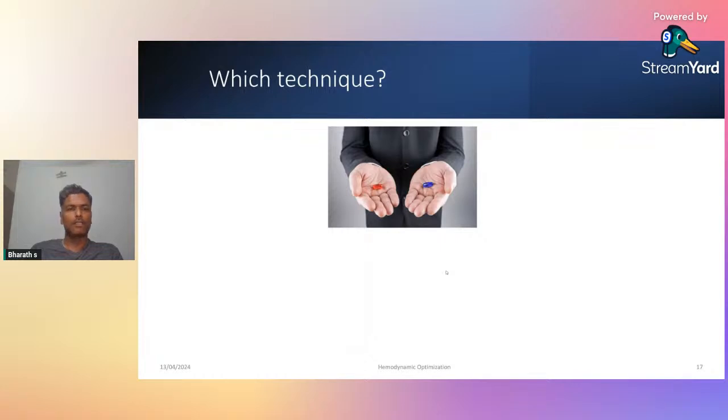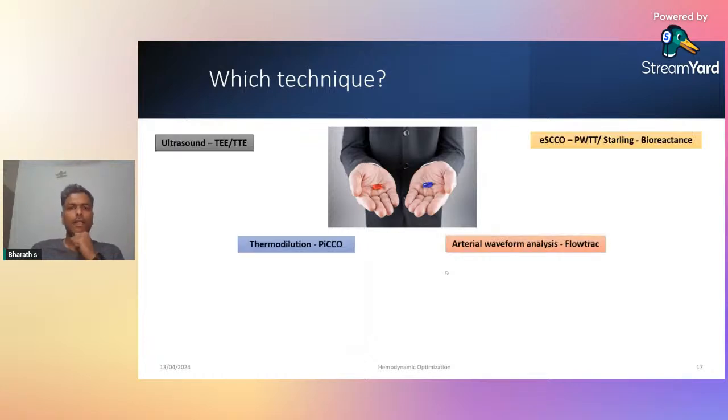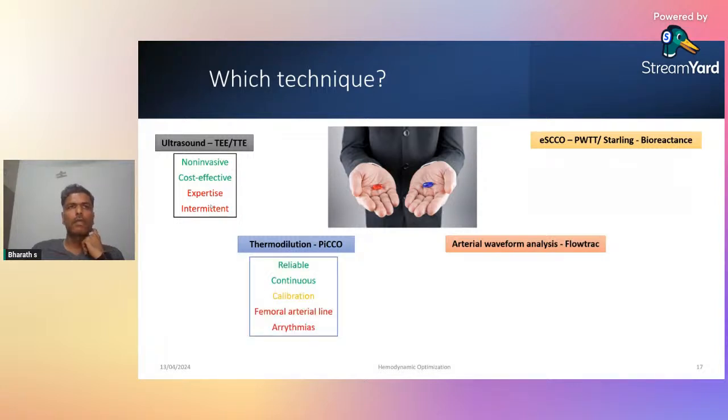Now the question is this: whether you want the blue pill or the red pill. There are various techniques, depending on your experience and availability in your institute. You can go for any one of these. The main advantage of ultrasound is that you have it at the bedside, and you can utilize it at any point of time as long as you have reasonable experience. So this is a common technique. The main limitation is that it is intermittent, but it is very helpful to make decisions when you are resuscitating a patient in the initial phase, when you are anyway at the bedside with these patients.